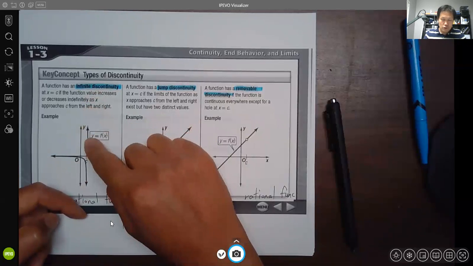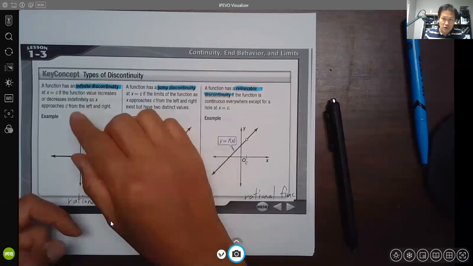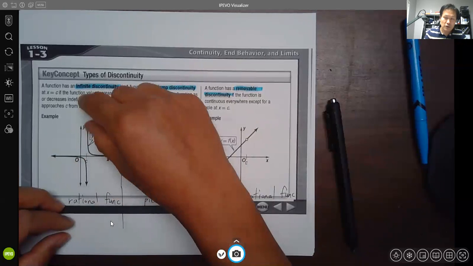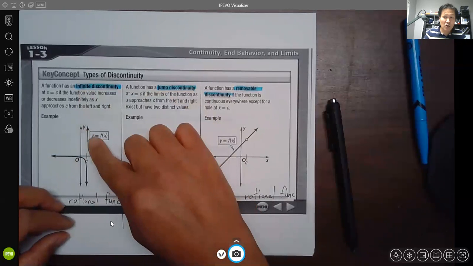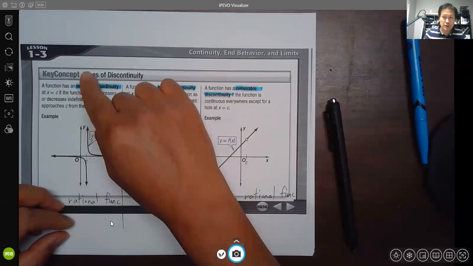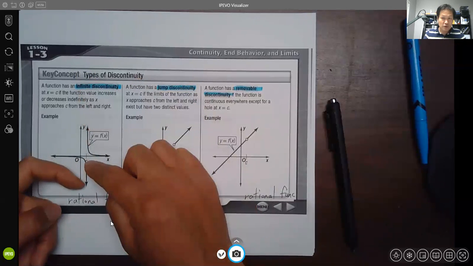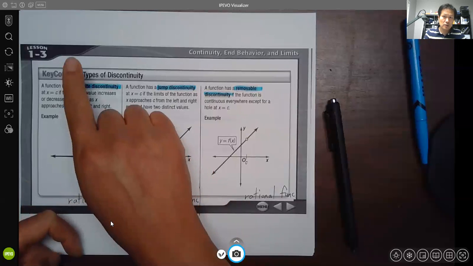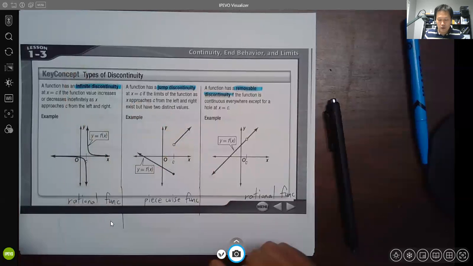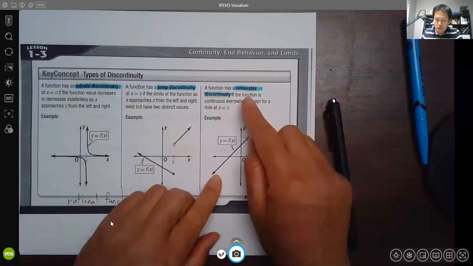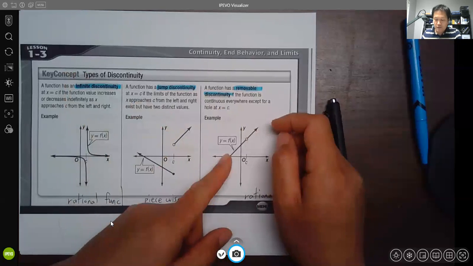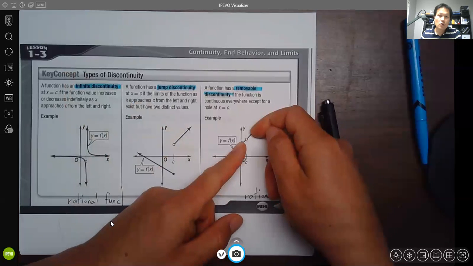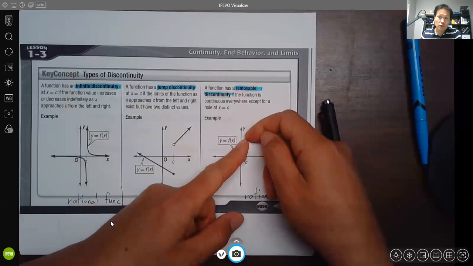Also, if you approach closer, this value will keep increasing. As you get closer to c, this value keeps increasing. As x approaches c from the left-hand side, this value will keep decreasing. So that's one thing you have to think about. When you look at removable discontinuity, the left-hand limit and right-hand limit will approach the same value. So it will keep increasing as well, but not so much.